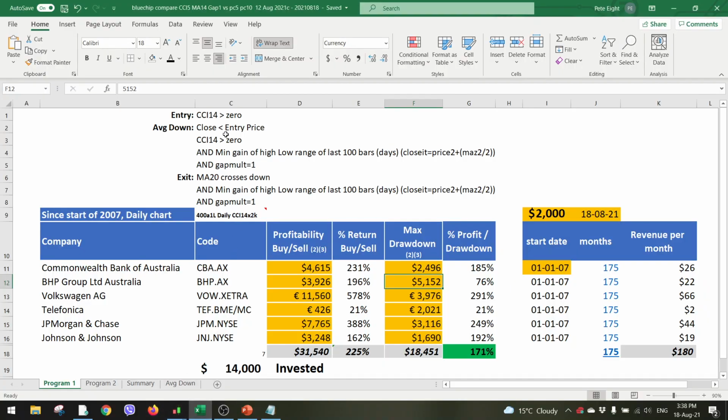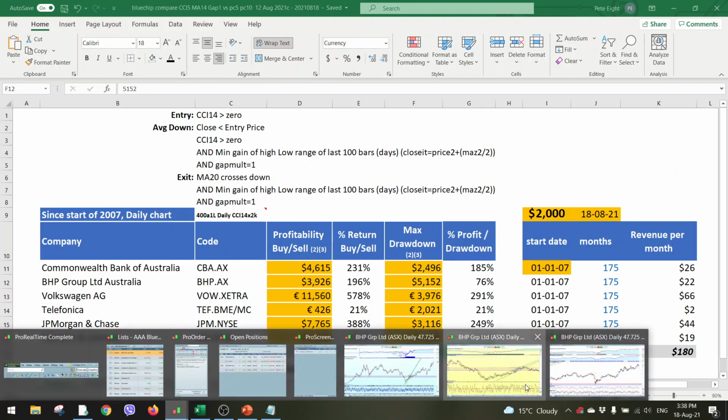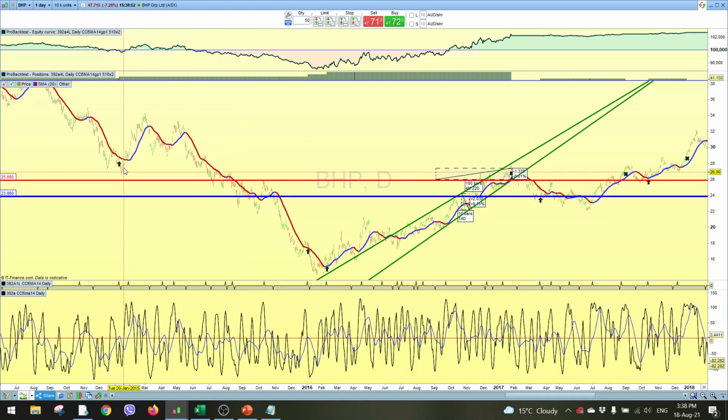So again, on the average down on this one, we look at the close being less than the entry price, obviously. So if the price has gone down, we average down here, it's lower than the entry price. This is still lower than the average price, and it's lower again, and then the price starts recovering before we break above our profitability level.